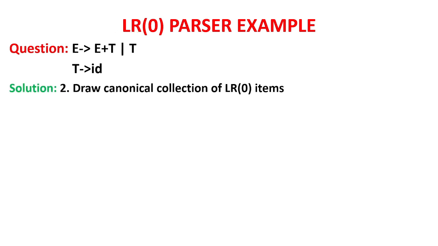Now step 2 is to draw the canonical collection of LR0 items. This given grammar is a normal grammar. It is not LR0, we cannot call it an LR0 grammar. So we have to first make this grammar into LR0 items, and then we'll draw the canonical collection for this. We have augmented the grammar in the first step, so that production I am writing too. Then the next production is E goes to E plus T, and E goes to T is another production of E. And then we have T goes to ID. So these are the total 4 productions.